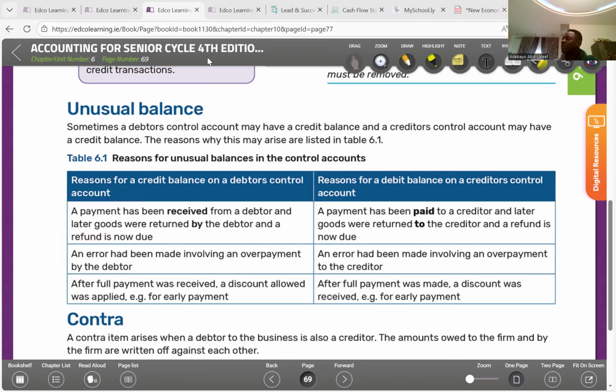But those goods that were purchased on credit, after the payment was made, the goods were returned to us. As soon as they return the goods to us, that means we are owing the customers. So that means we need to refund. This is a refund.